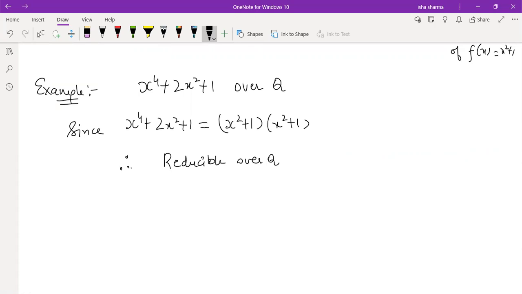You can try finding its roots. They are complex roots, they are not over the rationals, but still it is reducible because you can factorize it. Okay, so that was about this particular test, and you can have more examples.